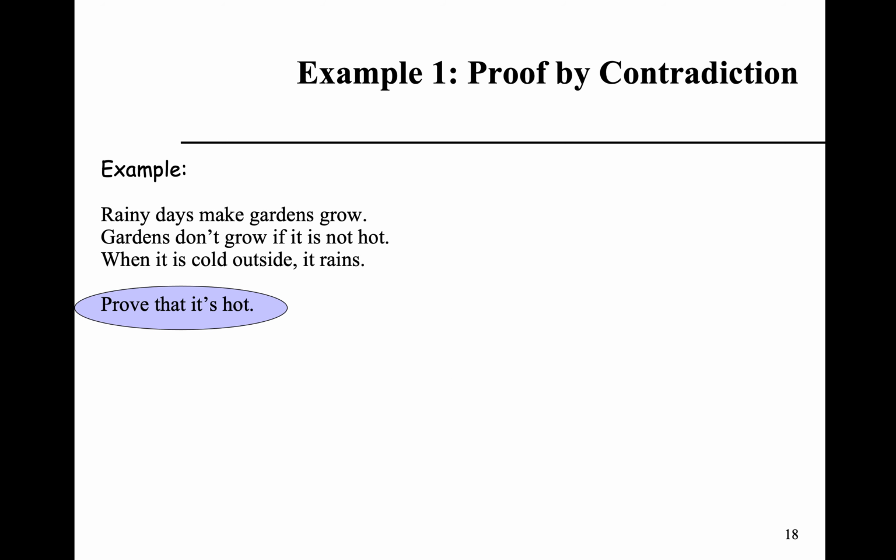Let's go through an example. This may make it easy. So you have three different statements here. Rainy days make gardens grow. Gardens don't grow if it's not hot, and when it's cold outside, it rains. Prove that it's hot.